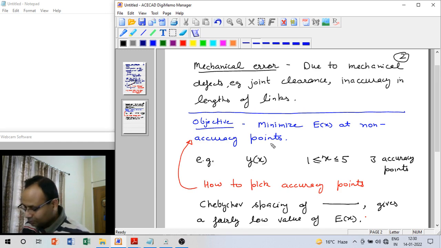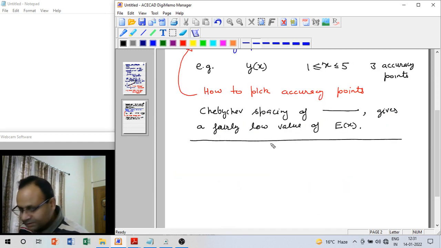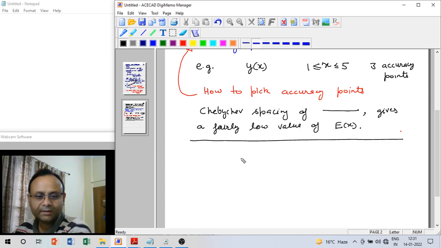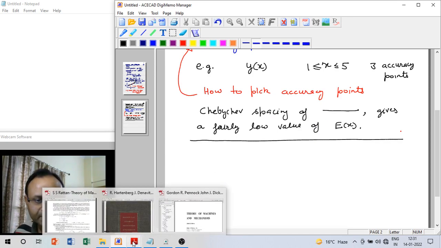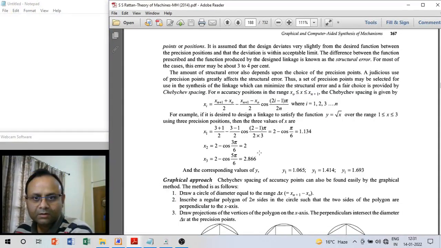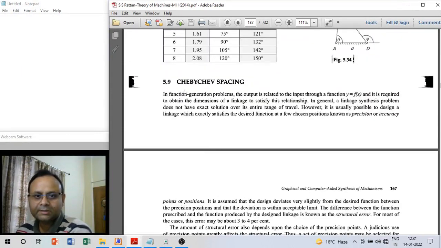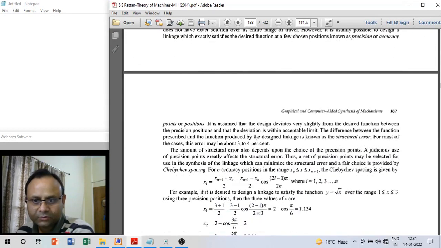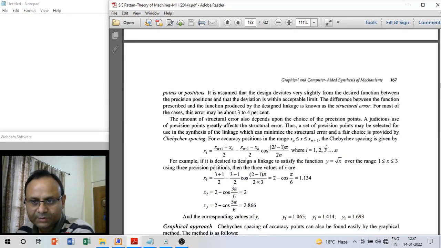Okay, so let us see what is this Chebyshev spacing, and I'm just going to refer you to Ratan for that. This is described in section 5.9, Chebyshev spacing, and you can read this text, but I'm just going to come to what is this Chebyshev spacing.